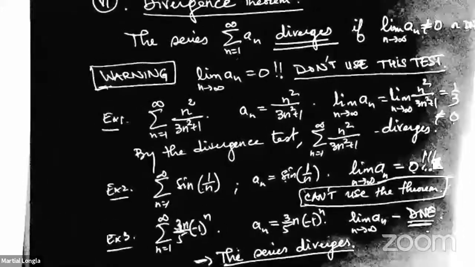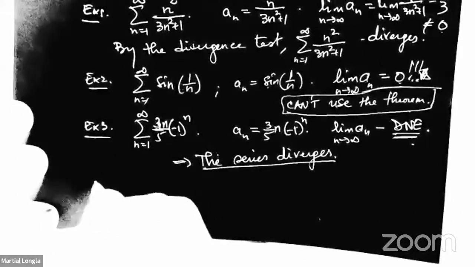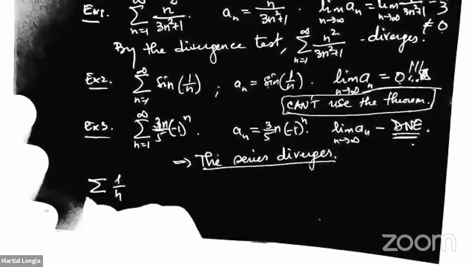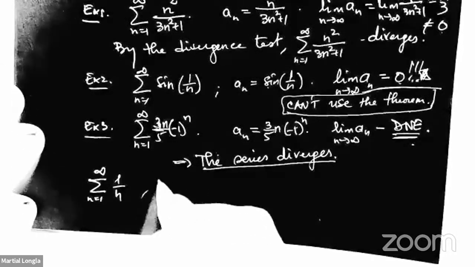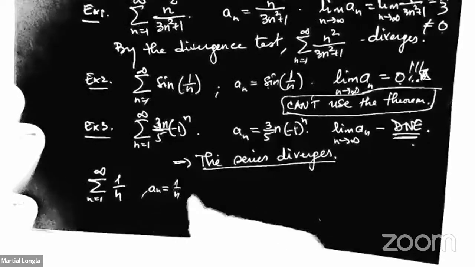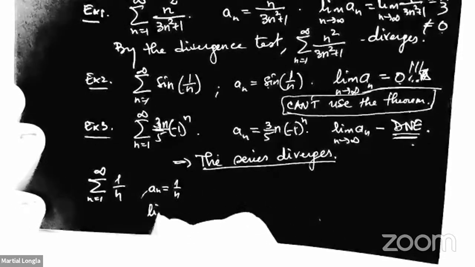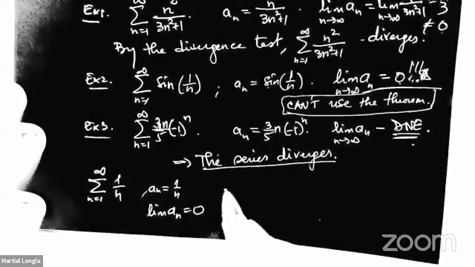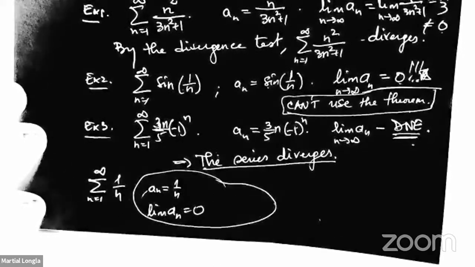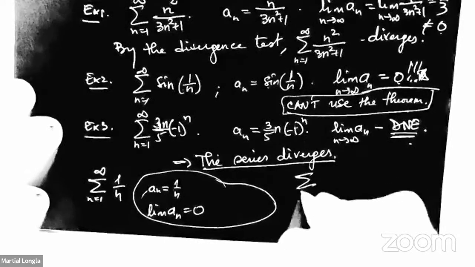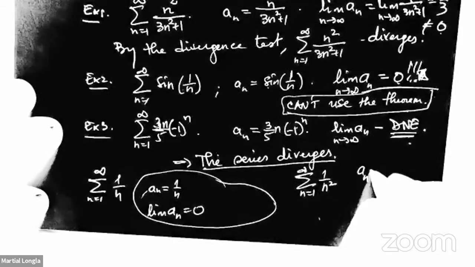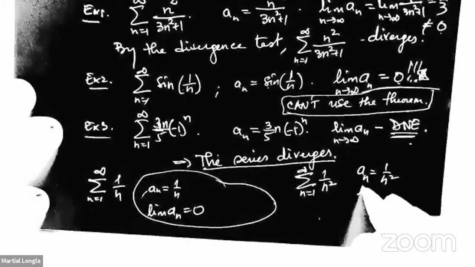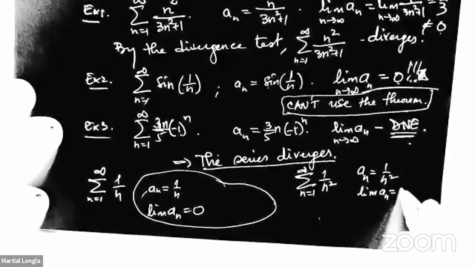I can actually give you two such examples right now. Let's say you get the sum of 1 over n from n equals 1 to infinity. So an equals 1 over n, and the limit of an equals 0. Then I have the sum from n equals 1 to infinity of 1 over n squared. an is 1 over n squared. The limit of an is 0.